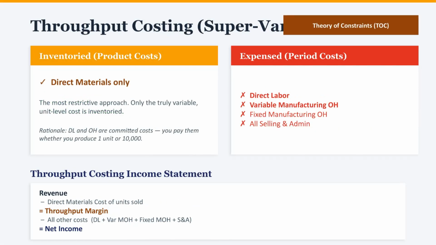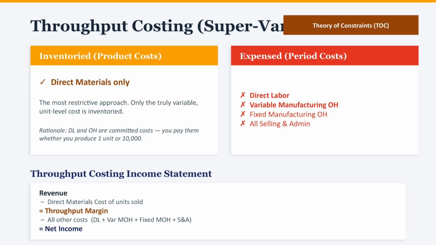Throughput costing, or supervariable costing, is explored next with emphasis on theory of constraints. Only direct materials are inventoried, while direct labor and all overhead become period costs. The slide contrasts inventoried expenses in an orange box with expense costs in red. An income statement format calculates throughput margin by subtracting only direct materials costs from revenue. This method sharpens focus on variable costs and challenges traditional cost allocation practices.